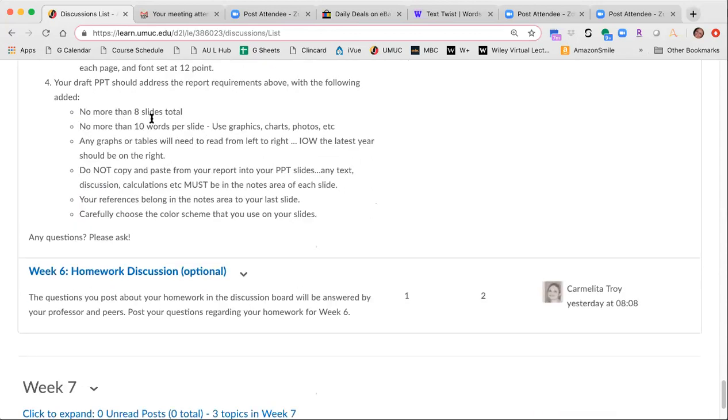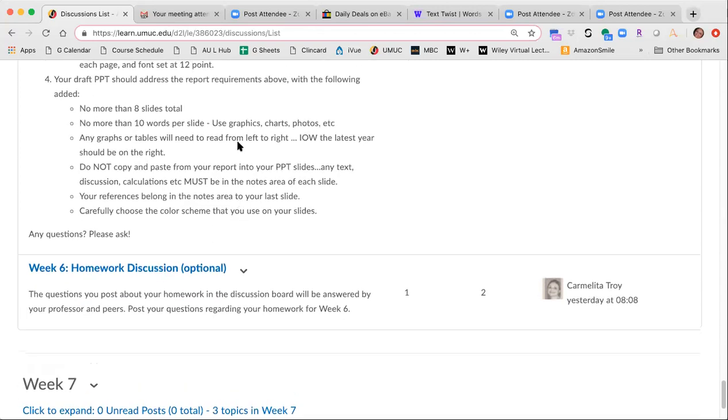And then your PowerPoint has some similar things, but please note: 8 slides total, no more than 10 words per slide. So use graphics, use charts, use photos, and use them judiciously. Don't just fill up every space on the slide with 1,000 pictures.